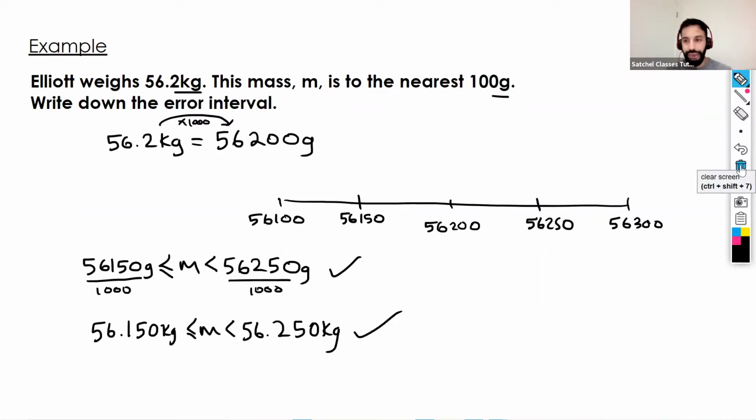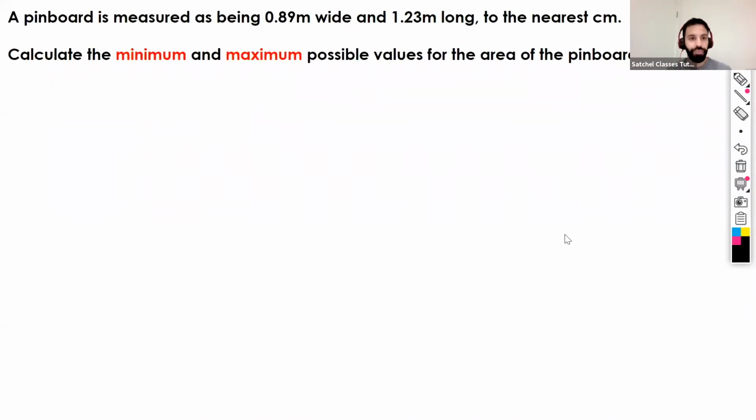So what do we have over here? All right, so this one's a bit of a tricky question because it says pinboard is measured as being 0.89 meters wide and 1.23 meters long to the nearest centimeter. So again, we have different units. Calculate the minimum and maximum possible values for the area of the pinboard.